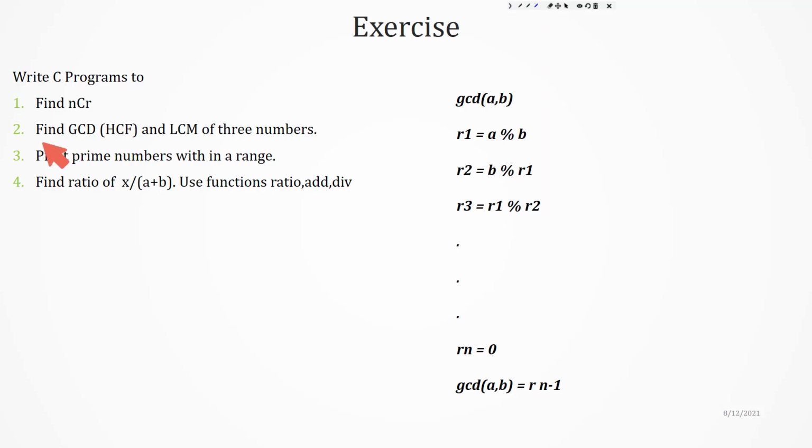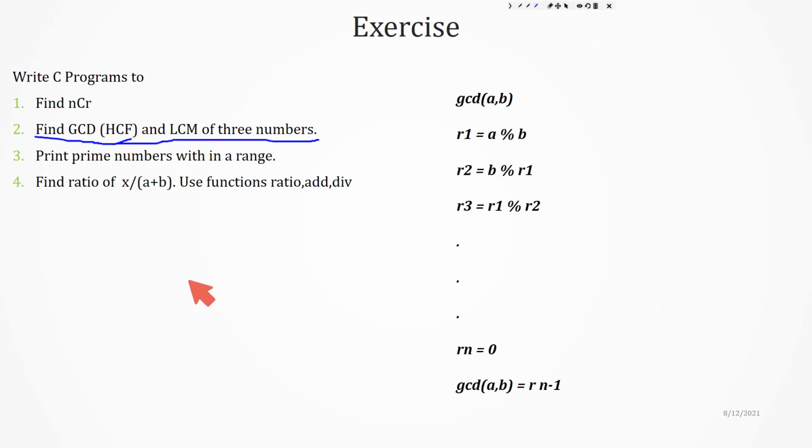Okay, next one, listen carefully. Next problem: find GCD or HCF and LCM of 3 numbers. So what is GCD? Can anyone say the definition of GCD, or highest common factor? Okay, GCD means greatest common divisor, or it is also called highest common factor. And we also have one more thing called LCM, the least common multiple.